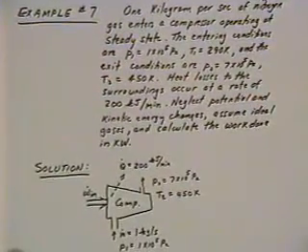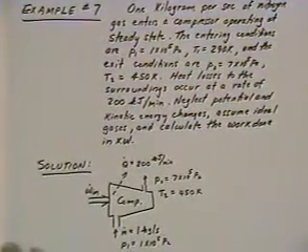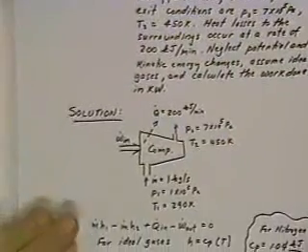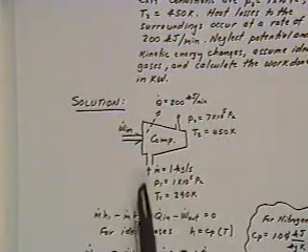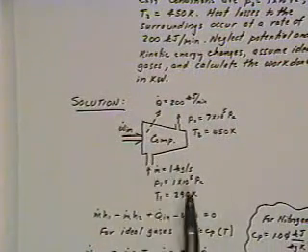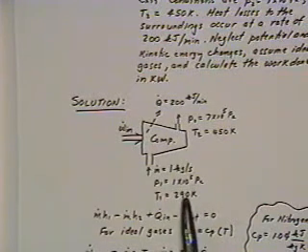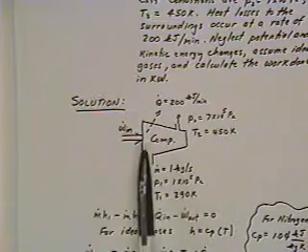We're also told in this particular problem to neglect potential and kinetic energy changes, assume ideal gases, and we want to calculate the work done in kilowatts. Okay, so let's set up the problem. We've got a compressor having nitrogen gas in at about 1 kilogram per second, with entering pressure and temperature conditions roughly atmospheric conditions.